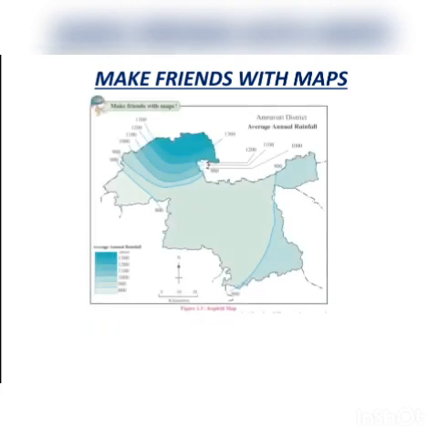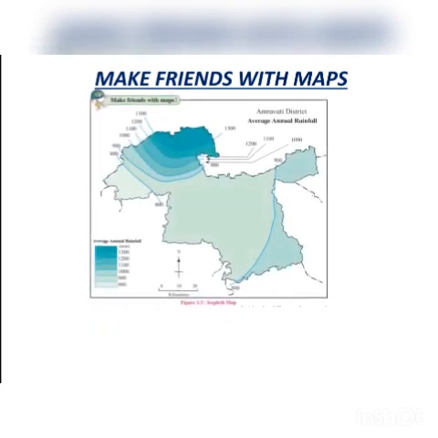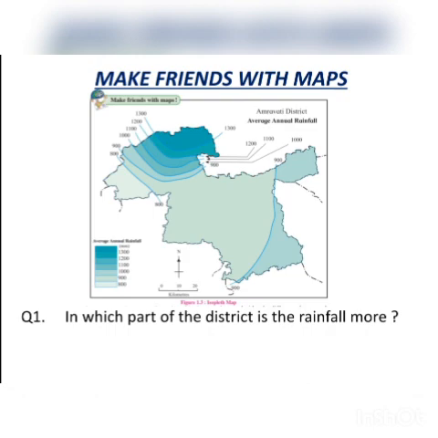Let us do the activity given on page number 4. It is figure 1.3, isopleth map of Amravati district showing average annual rainfall. You can see down in the index the classes, the class intervals. First question here is, which part of the district has more rainfall?